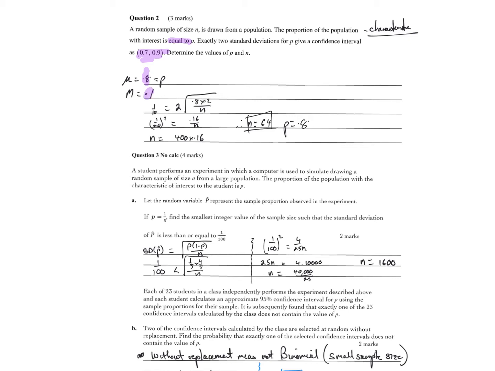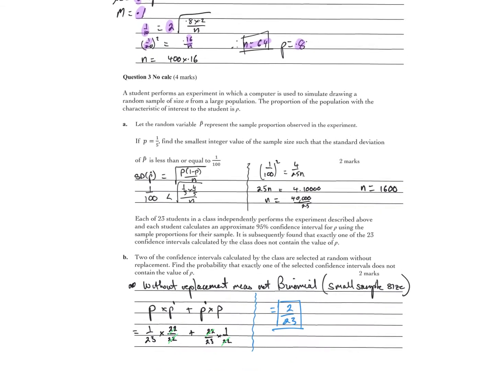Okay, so if I've got an error of 1/10, and that's equal to 2 standard deviations, so 2 times the square root of P times 1 minus P over N. So we divide the 2 across to make it 1 on 20, and square it. I end up with 0.16 on N, manipulate the N across, multiply by 400, and we soon end up with N equal to 64. So 64 and 0.8 are my sample size and my proportion.